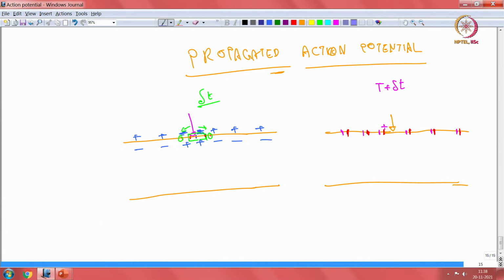So what does membrane potential come back? We have again positive charge on the outside, negative charge on the inside. But after delta t, we have the neighboring potassium sodium channels which have become activated. So what does that do? That causes a negative on the outside and positive on the inside.